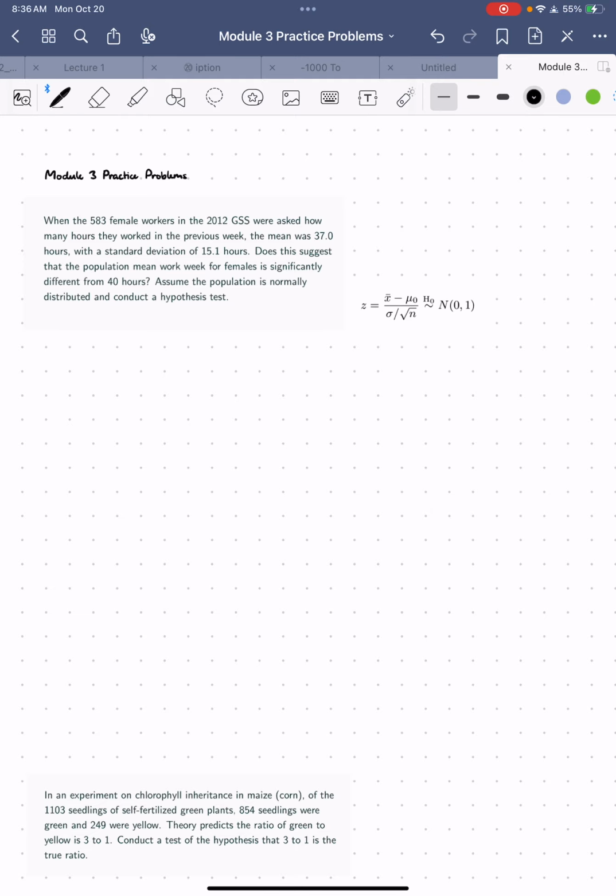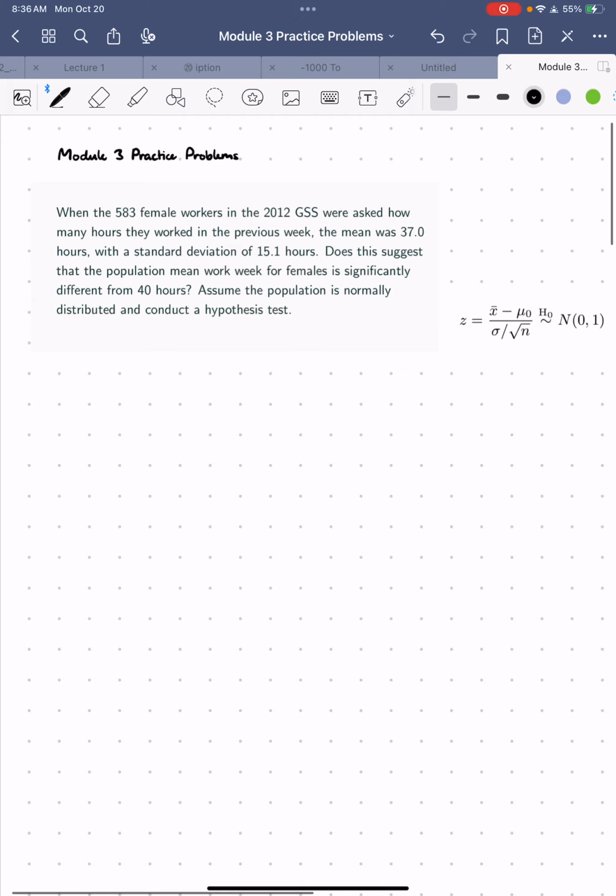So for the first problem, we have 583 female workers in the 2012 GSS who were asked how many hours they worked in the previous week. And then we have our mean hours and our standard deviation, and we want to know if the population mean work week for females is significantly different from 40 hours.